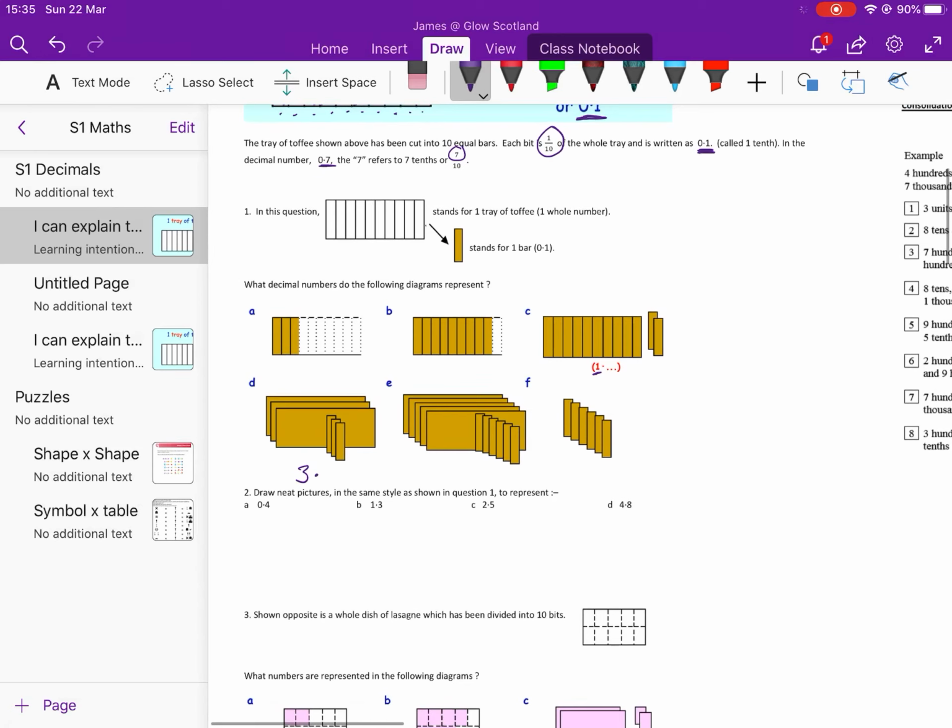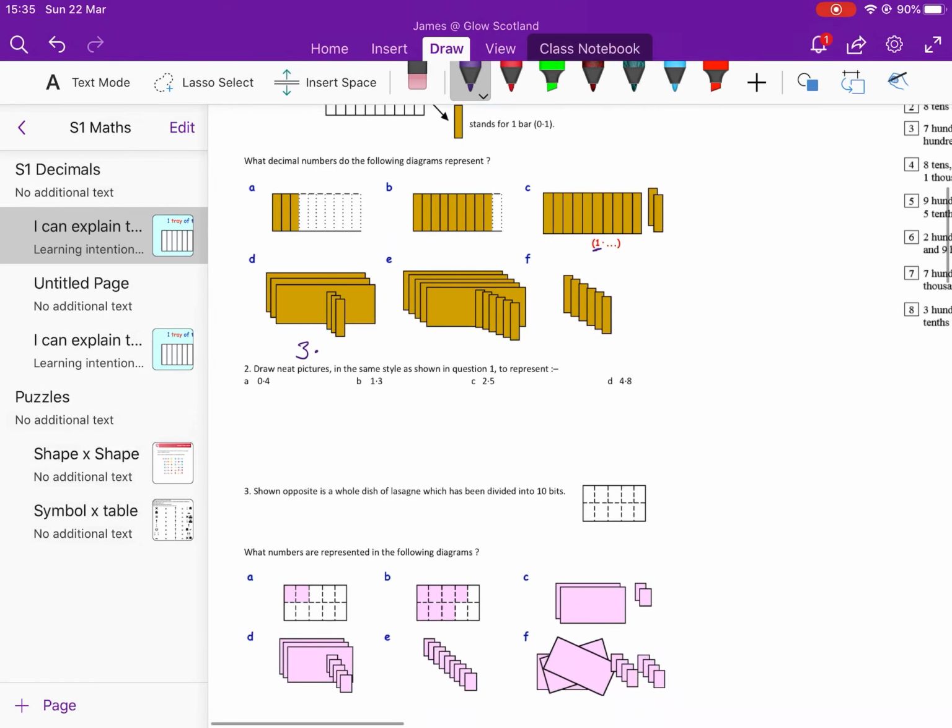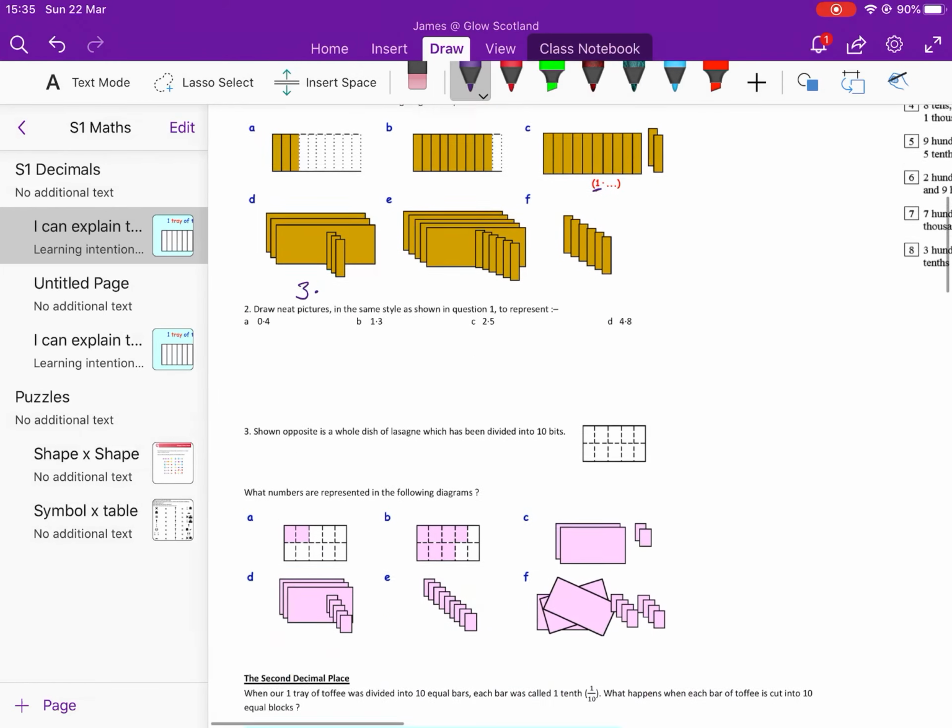Should maybe also mention that you don't necessarily have to write directly onto the OneNote or type onto the OneNote. If you would rather do your answers in your jotter or on a bit of paper and then just photograph that and paste it in, that would be really helpful so I could see what you've managed to do.